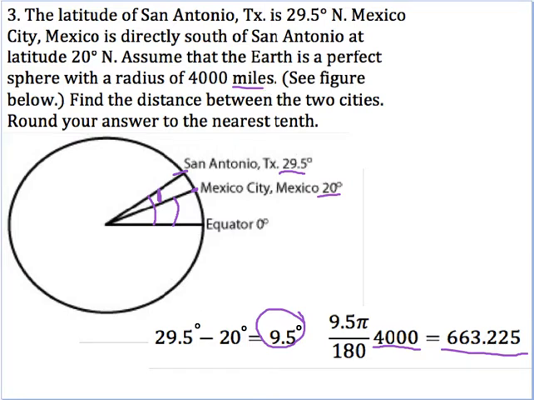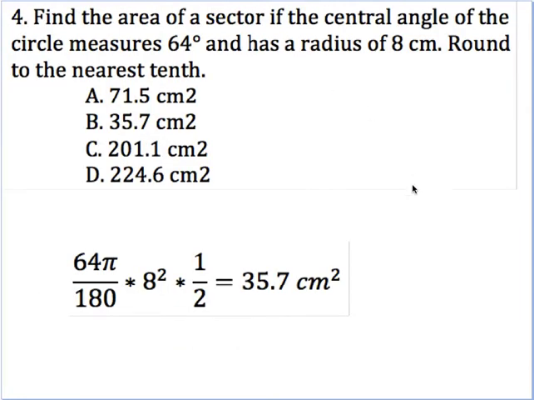Okay, it'll end up being miles. All right, next problem. Find the area of a sector if the central angle of the circle measures 64 degrees and has a radius of 8 centimeters.